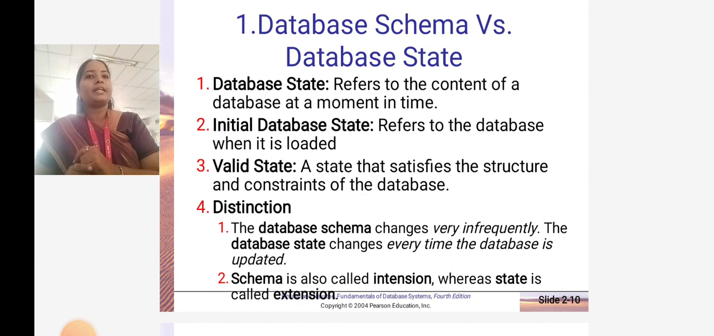What is the initial database state? It refers to the database when it is loaded. Once it is loaded, we see the database structure; that is the initial database state. A valid state, in the sense, satisfies the structure and constraints of the database.